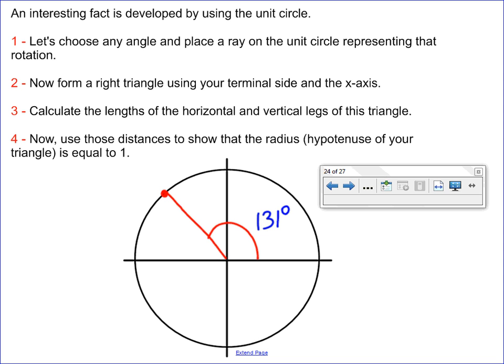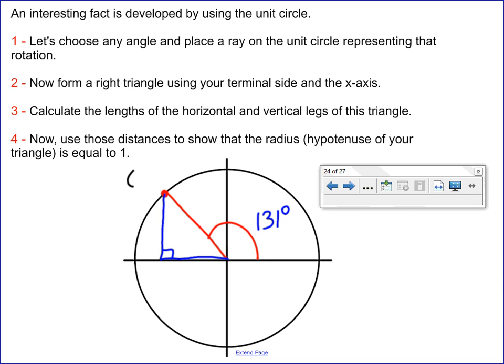Quadrant 4ers might have something like 339, right? And so on and so forth. Awesome. Now let's go ahead and connect my terminal side of the given angle, that point x comma y, to the nearest x-axis. So I'm going to drop mine down as an altitude here and form a right triangle just like we did in our activity.